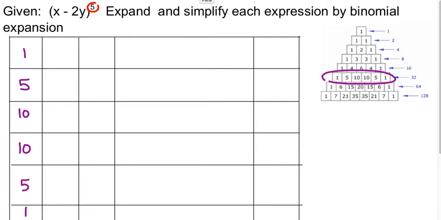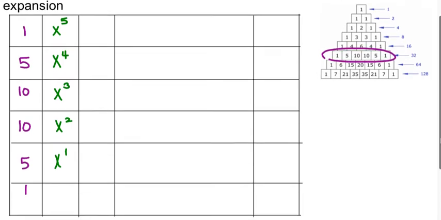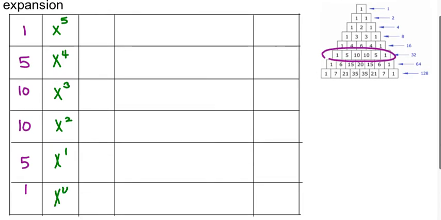The next column is the first term in your binomial, x, and whatever the power is, the highest power here, and now you just decrease it. So x to the fifth, x to the fourth, x cubed, x squared, x to the first, and then x to the 0 power, all the way down to the 0.